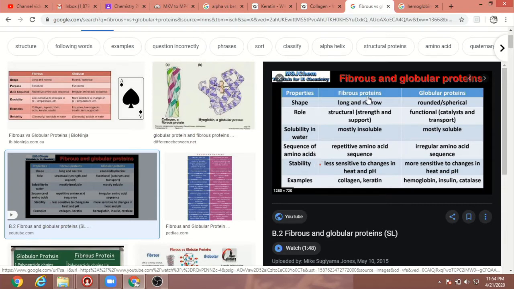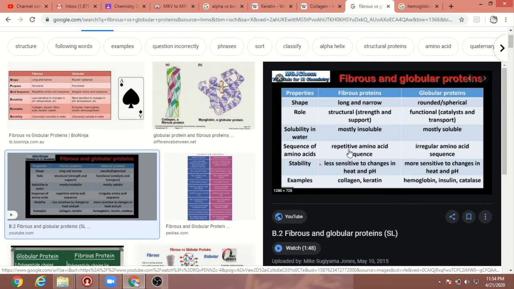So the fibrous proteins are long and narrow. Their role is structural. Remember, structural. And they're not soluble. Your fibrous proteins, the side chains on the amino acids are usually non-polar, and they're usually sticking out from the rod structure, the rod fibrous structure, and that makes the whole rod insoluble.